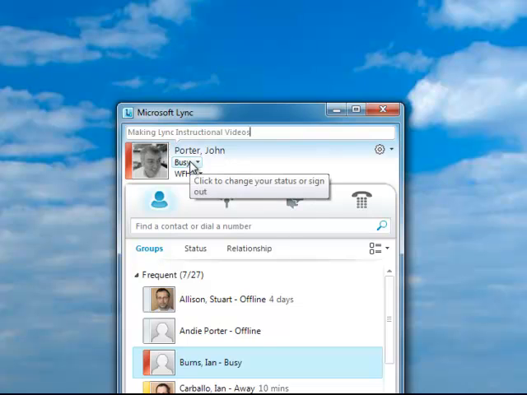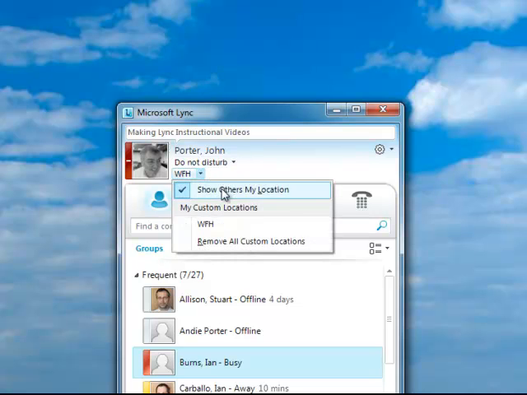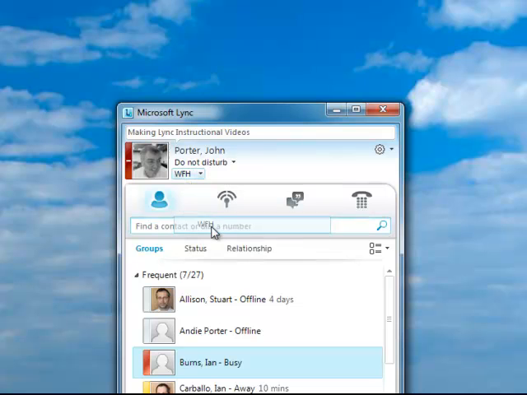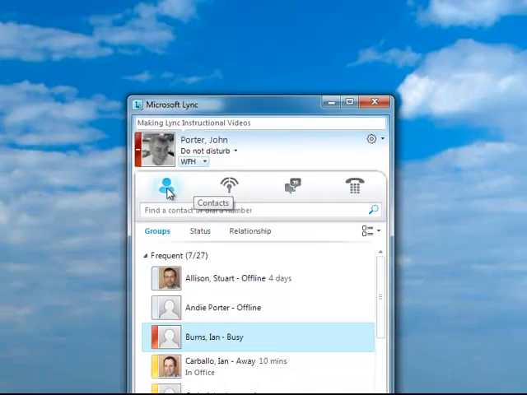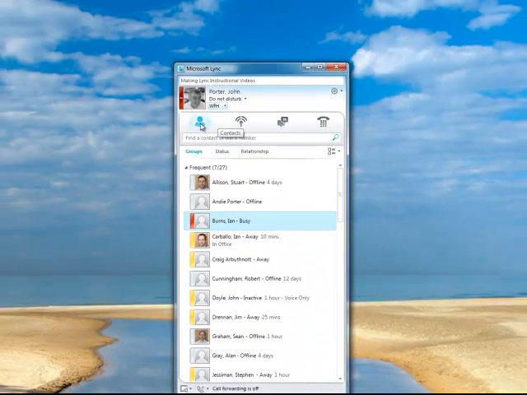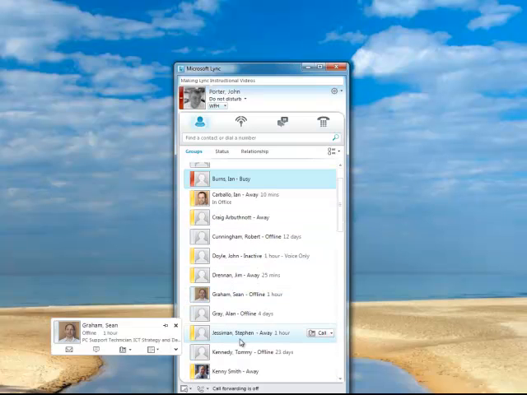If I change that to do not disturb, it means I won't get any phone calls or IMs from people that aren't in my work group. We'll talk about work group and privacy relationships later on. So we have the location. I'm working from home, so I've put in WFH, and everyone can see what I'm up to. If I was in county buildings, I could put county buildings in and it would automatically come up.